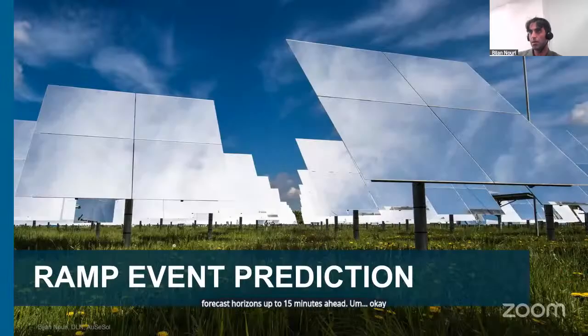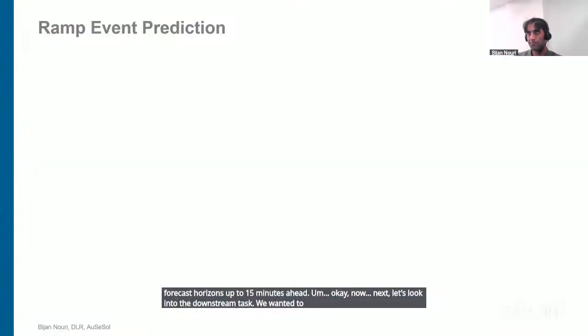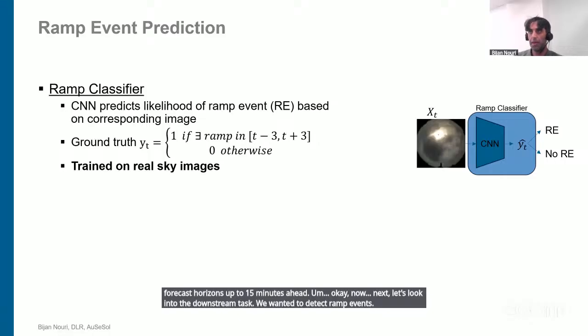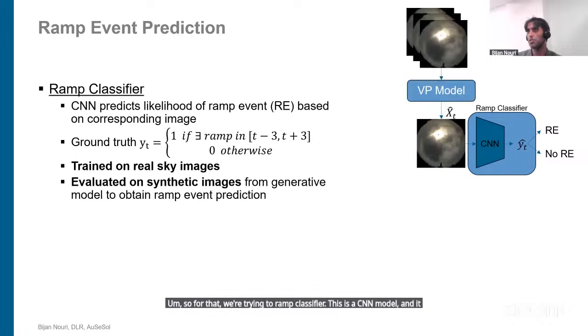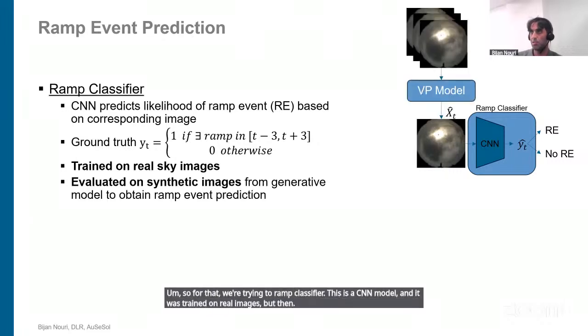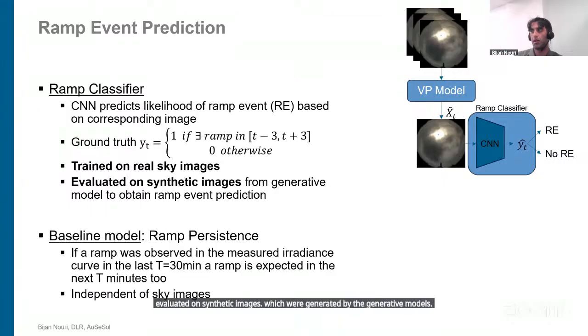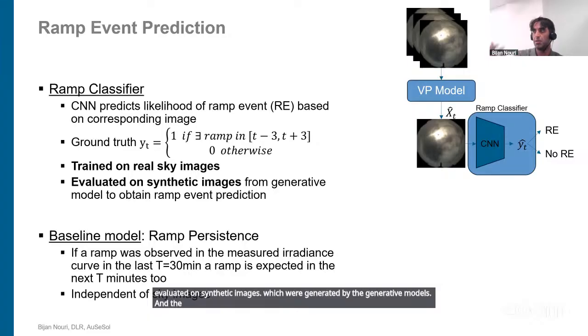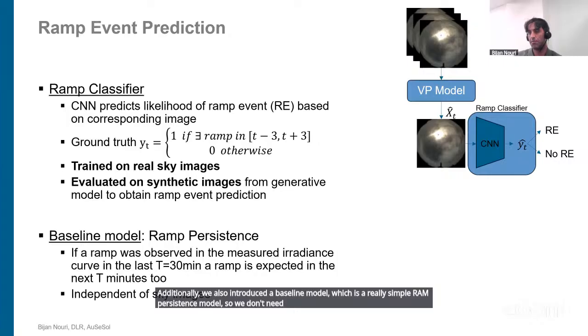Okay, now next, let's look into the downstream task. We wanted to detect ramp events. For that, we trained the ramp classifier. This is a CNN model, and it was trained on real images, but then evaluated on synthetic images, which were generated by the generative models. And the ramp classifier just predicts whether there will be a ramp or no ramp. Additionally, we also introduced a baseline model, which is a really simple ramp persistence model. So we don't need the sky images. And if in the past some ramps were observed, then we predict ramps as well.